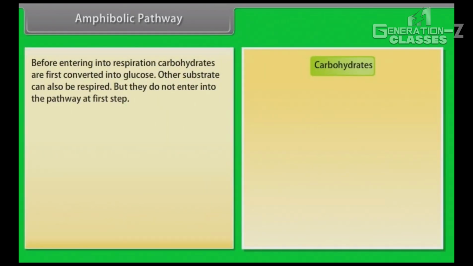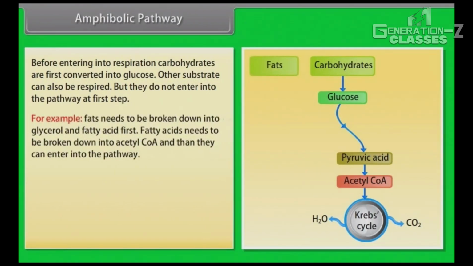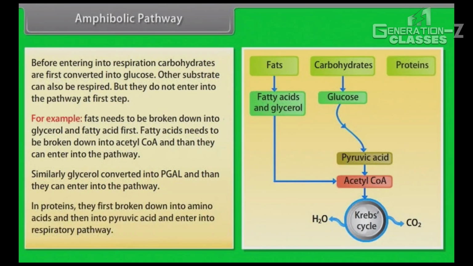Amphibolic pathway. Generally, carbohydrates are used as substrates for respiration. Before entering into respiration, carbohydrates are first converted into glucose. Other substrates can also be respired, but they do not enter into the pathway at the first step. For example, fats need to be broken down into glycerol and fatty acids first. Fatty acids need to be broken down into acetyl CoA, and then they can enter into the pathway. Similarly, glycerol is converted into PGAL and then enters the pathway. Proteins first break down into amino acids and then into pyruvic acid and enter into the respiratory pathway.